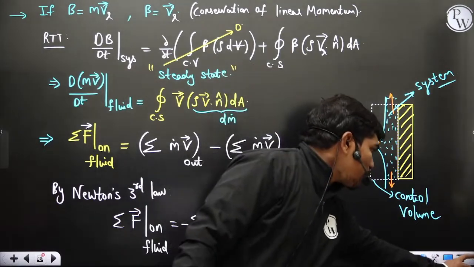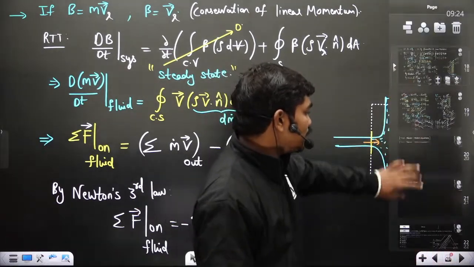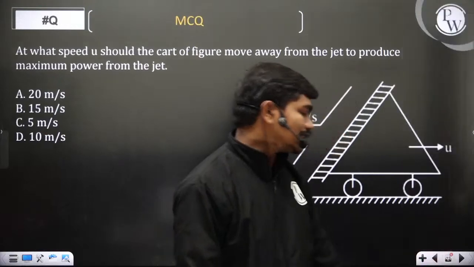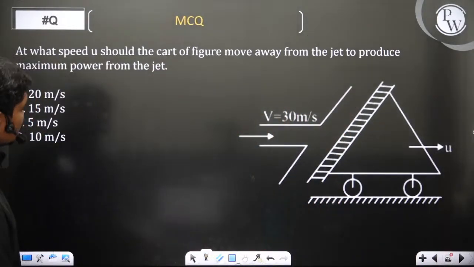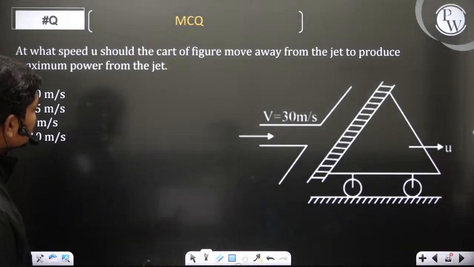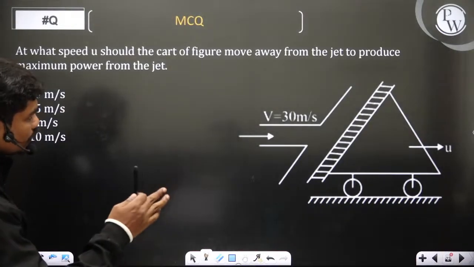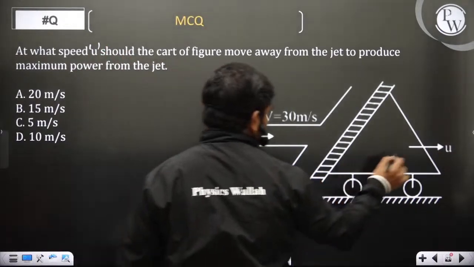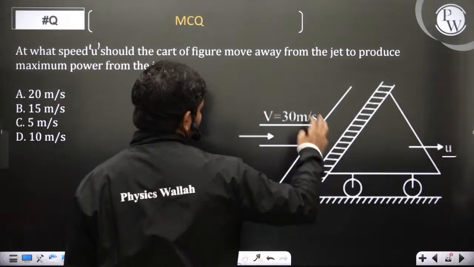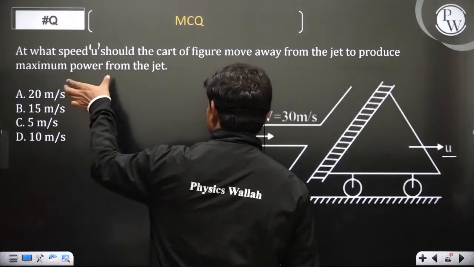Okay, and I would like to solve one question because it's been some time since we solved questions. So let us solve this question before we leave. At what speed should the cart of the figure move away from the jet? So basically you have to calculate u. At what speed u this cart should move away from the jet to produce maximum power from the jet?